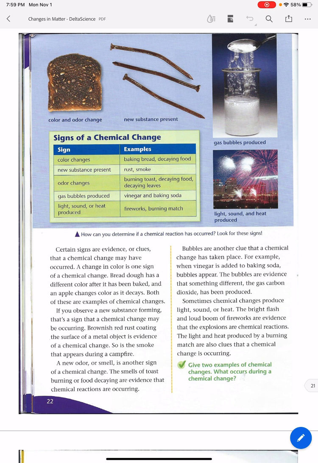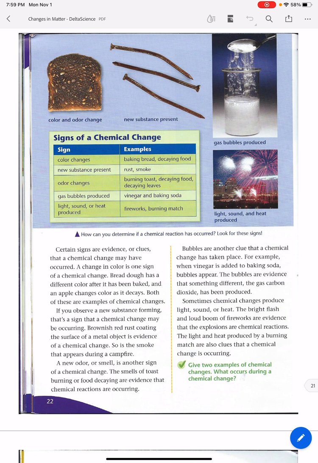If you observe a new substance forming, that's a sign that a chemical change may be occurring. Brownish red rust coating the surface of a metal object is evidence of a chemical change, so is the smoke that appears during a campfire. A new odor or smell is another sign of a chemical change. The smells of toast burning or food decaying are evidence that chemical reactions are occurring.